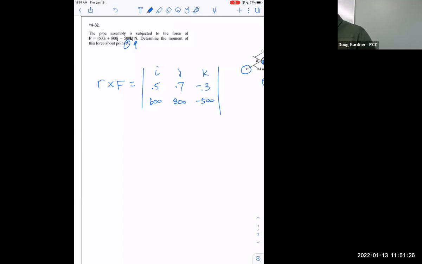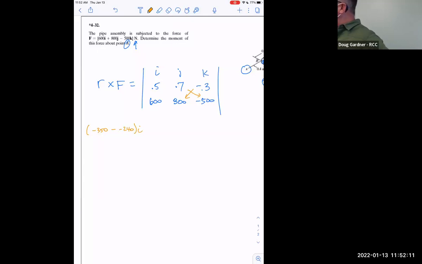So I'm going to write the whole thing out. So to get i, I need to go this times this. 0.7 times 500 is 350, but it's negative, so that's negative 350. And then it's always minus, so I'm putting the minus now, and then it's 0.3 times 800, which is 240, except it's the negative times a positive, so that's actually minus 240, isn't it? And that's kind of my x component.